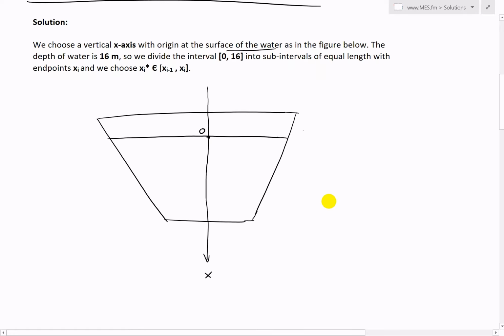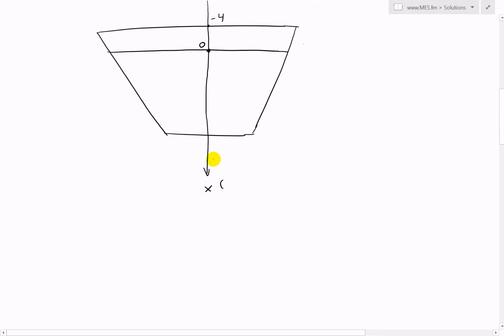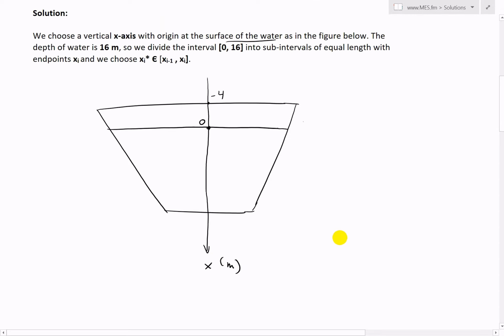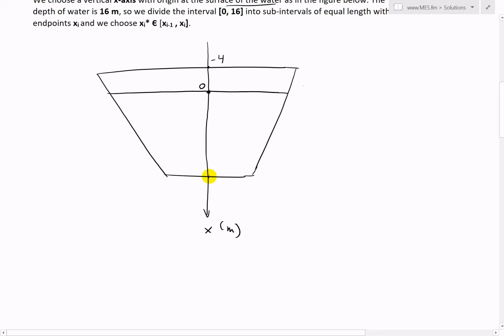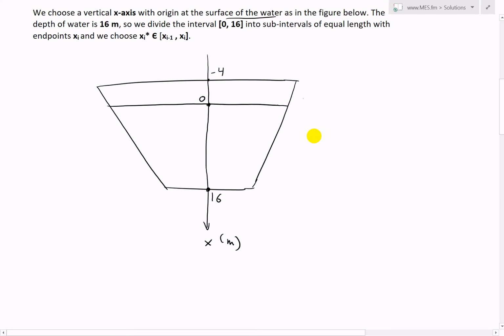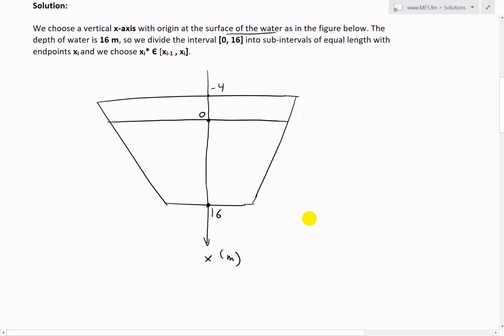If this is 0 at the origin, then the water level at this point right here is going to be -4 meters. This is in meters, so we're just dealing with SI units. And then at this very bottom, it's 20 minus 4, which is 16. So that's positive 16, and that's -4. So we have positive going downwards.